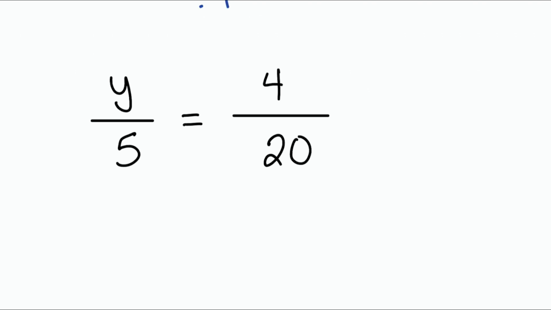Let's try that out, everybody, because we can divide the 4 and the 20 both by 4. So let's see what that looks like. I divide the 4 by 4 and the 20 by 4. So we'll still have the y over 5 on the left side, but on the right side, 4 divided by 4 gives us 1, and 20 divided by 4 gives us 5.